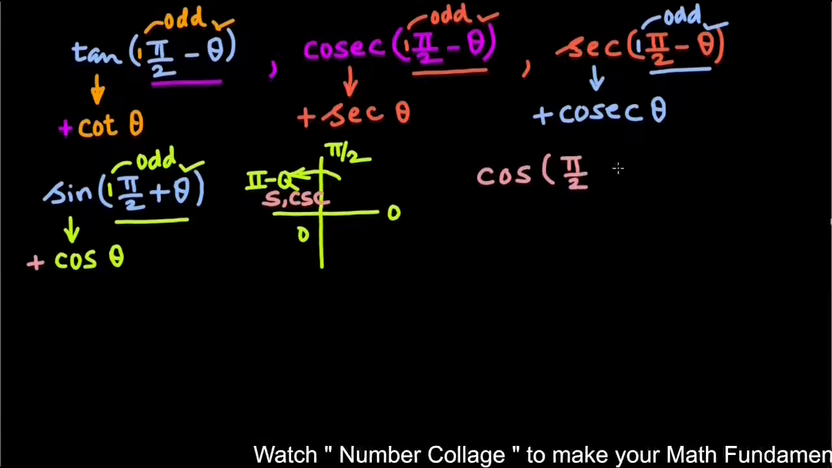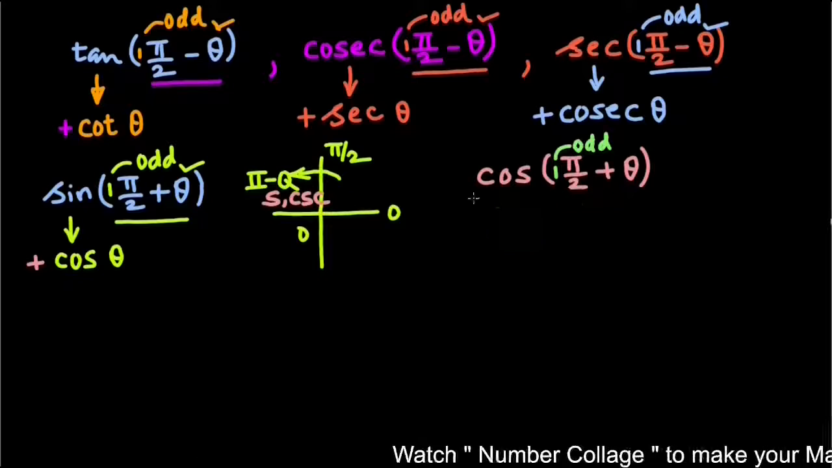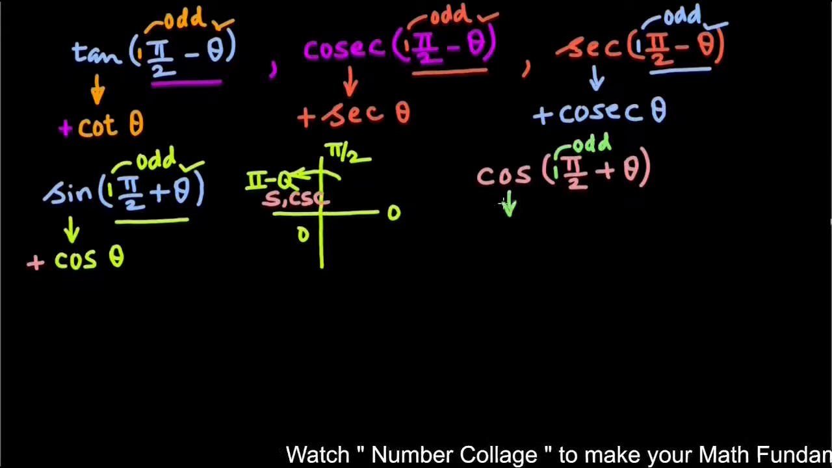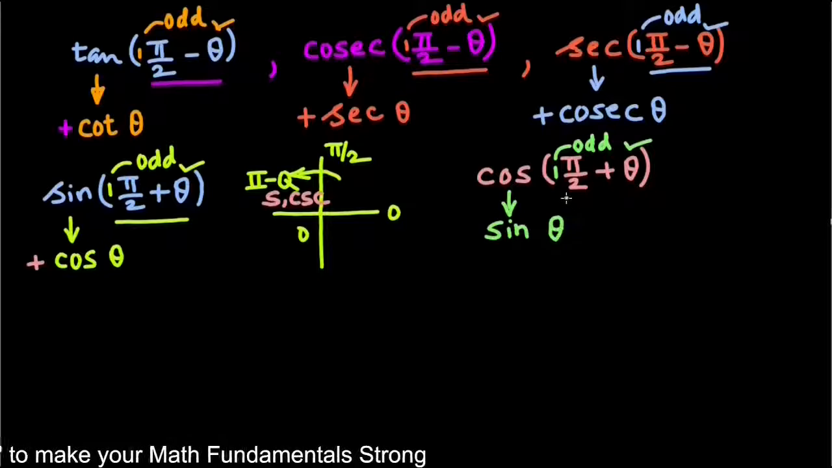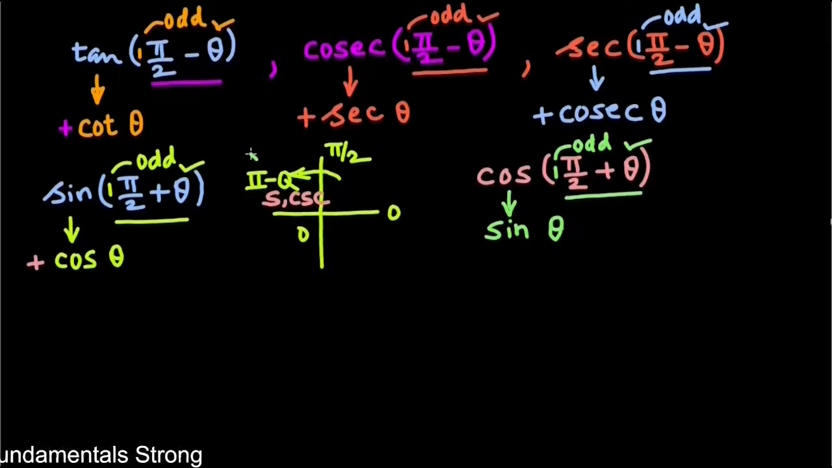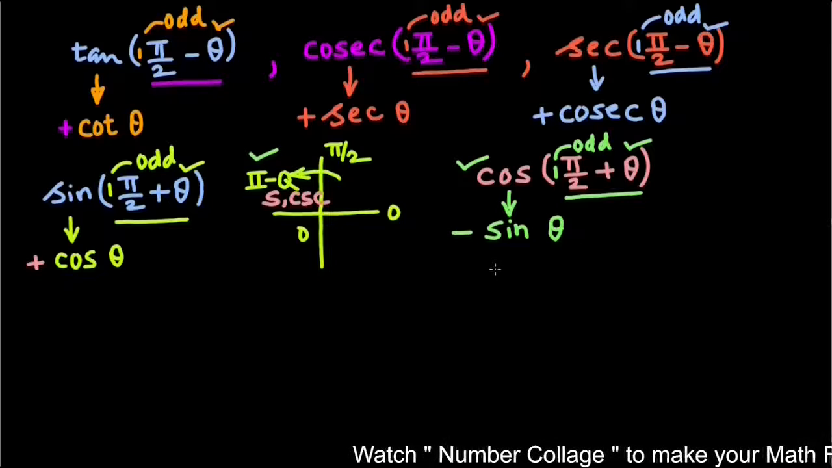Cos of pi by 2 plus theta. Here, the coefficient of pi by 2 is 1, which is an odd integer. This cos will change to sine of theta, and since pi by 2 plus theta lies in the second quadrant where cos is negative, therefore this will be negative sine theta or minus sine theta.